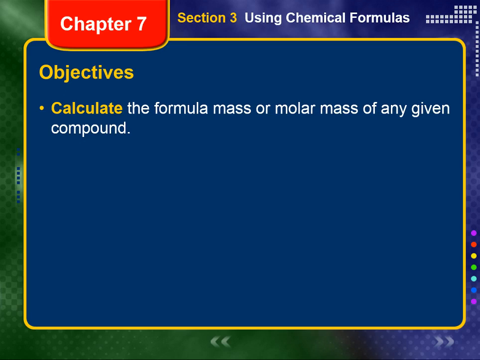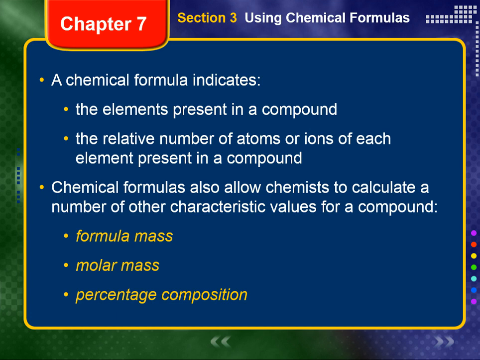At the end of this video, you should be able to calculate the formula mass or molar mass of any given compound. Chapter 7, Section 3, Using Chemical Formulas. As you have seen, a chemical formula indicates the elements as well as the relative number of atoms or ions of each element present in a compound.